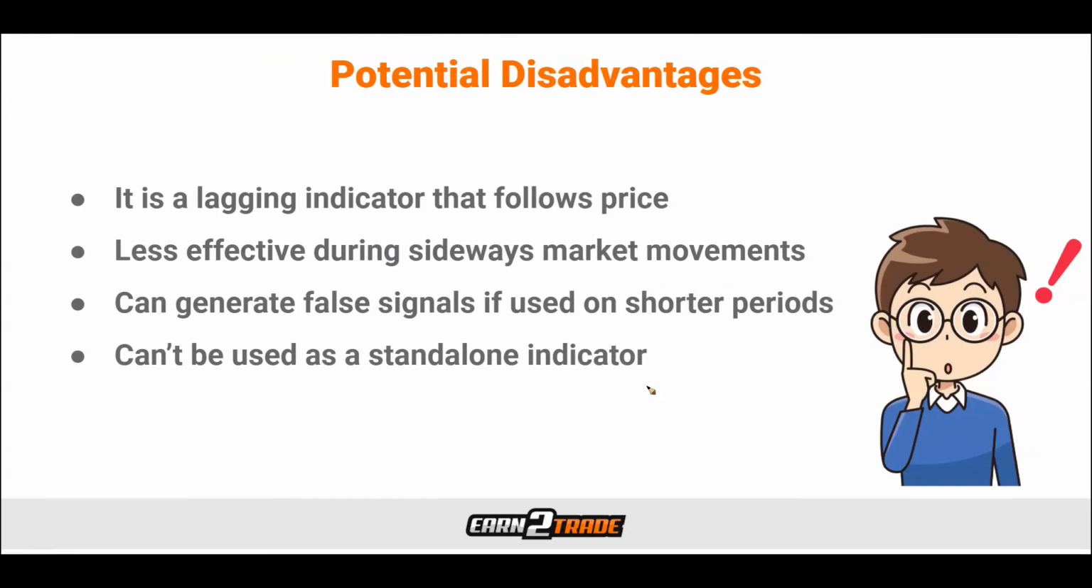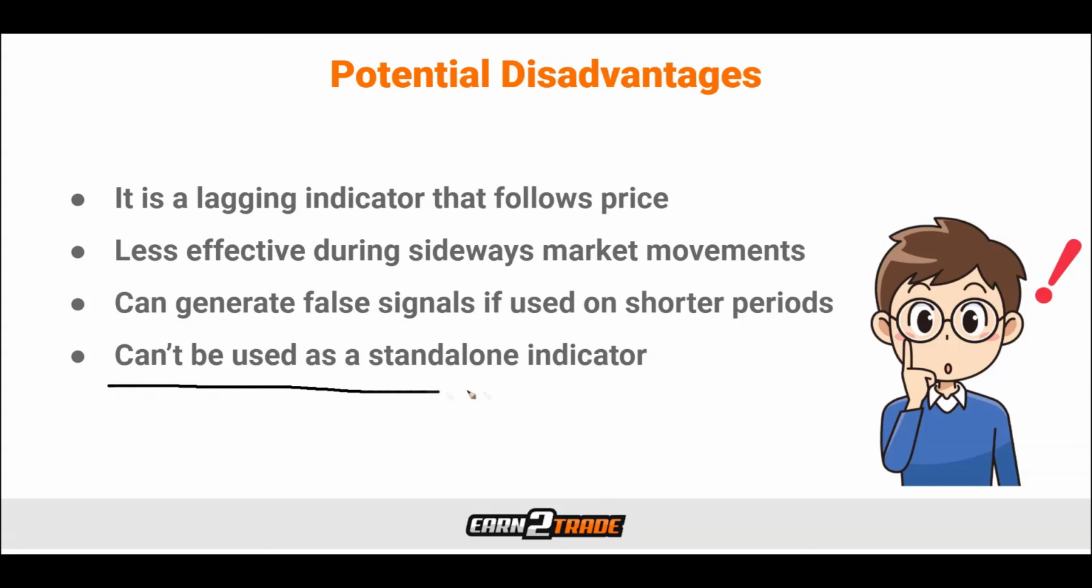As for the disadvantages, it is in fact a lagging indicator that follows price, which means it isn't going to be the best foreshadowing tool out there. Now, it's also known to be less effective during sideways moving markets, but the good news about that is the fact that it is helping identify when the market is in fact sideways so we can avoid those periods. Also, it can generate false signals if it's used on shorter time periods. And what this means is if we use the ADX on, say, a 5-minute chart, but we haven't checked, say, the 30-minute or hourly chart, we might be getting ourselves in a position where we're actually going with the very short-term trend, but against all of the higher time frame trends.